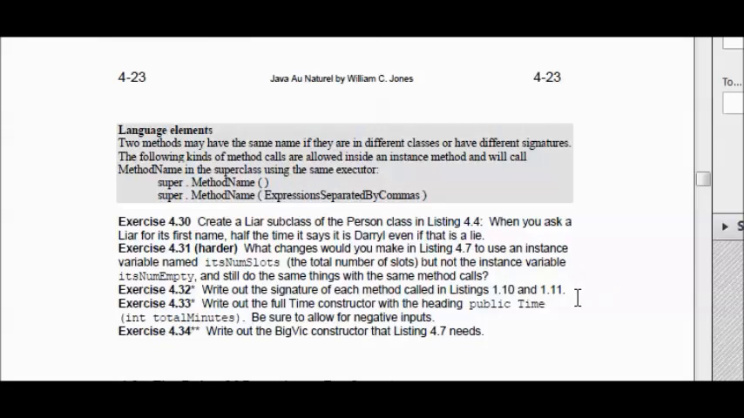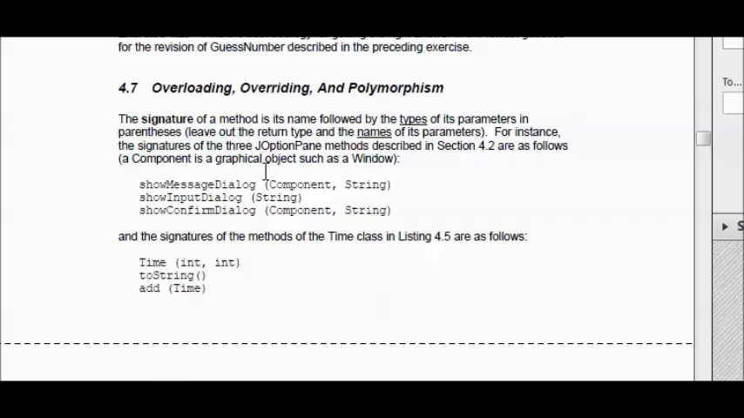Okay, in exercise 432, we're supposed to write out the signature of each method called in listings 110 and 111. So what is the signature? The signature of a method is its name, followed by the types of its parameters in parentheses. Leave out the return type and the names of its parameters. For instance, the signatures of the three J option pane methods listed in 4.2 are as follows. So they give this one here, show message dialog component string.